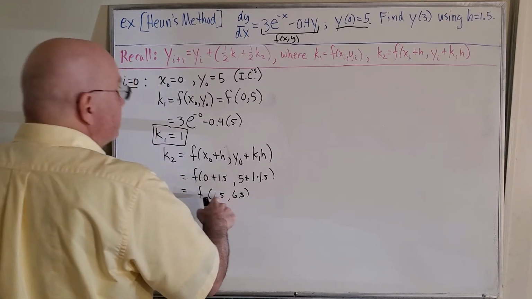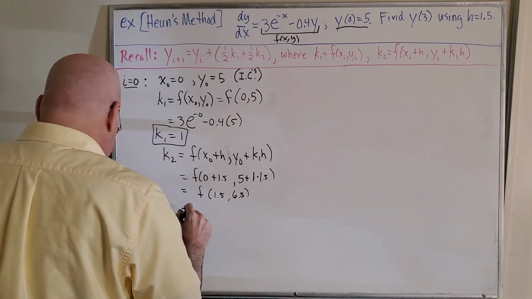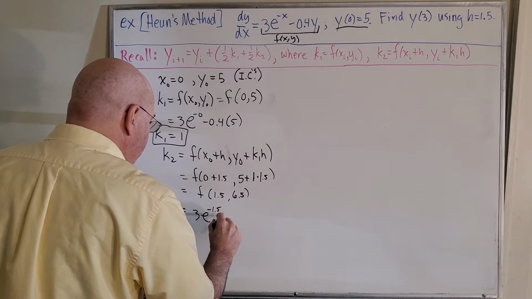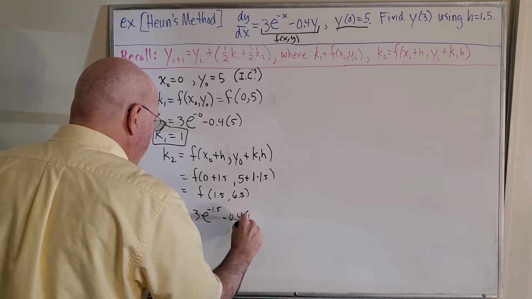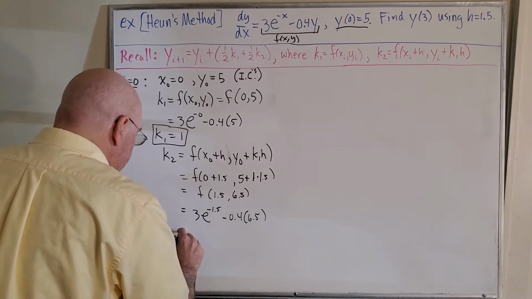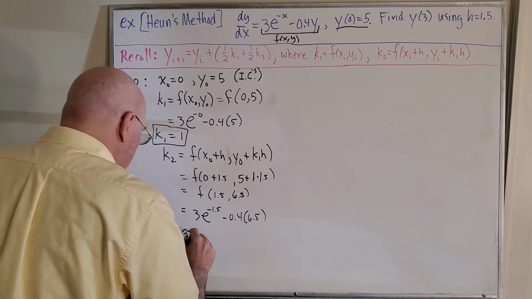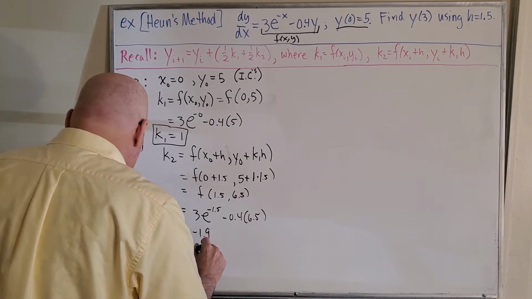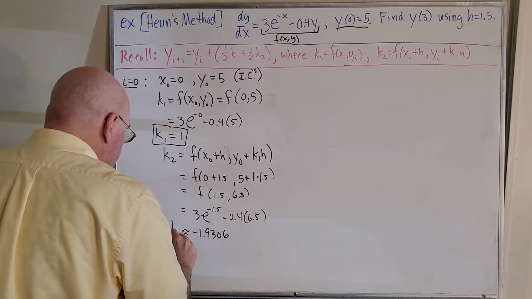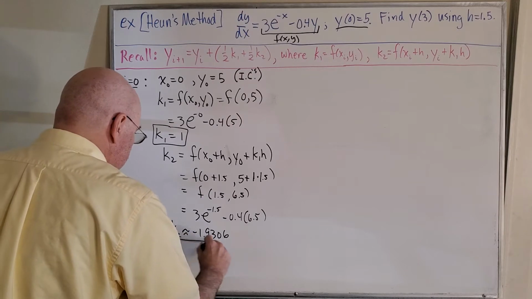Okay, and if we plug this into f, we get 3e to the negative 1.5 minus 0.4 times 6.5. And this is about negative 1.9306. That's k2.